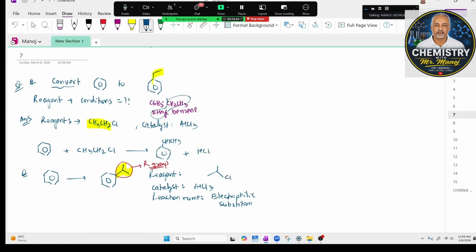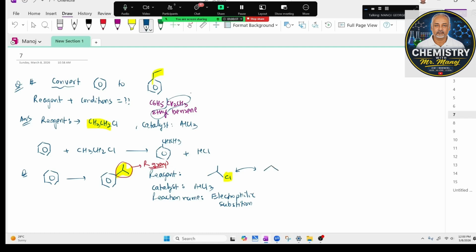Do you think I can put a chlorine here and will it work? Can you tell me the name of this compound? Try to tell me the name of this compound. See, this can also be written this way. This is 1, 2, 3. That's a 3-carbon chain. The chlorine is at the second position.